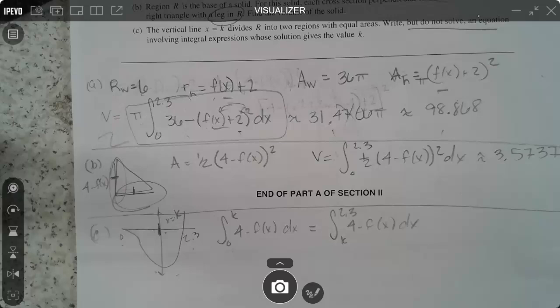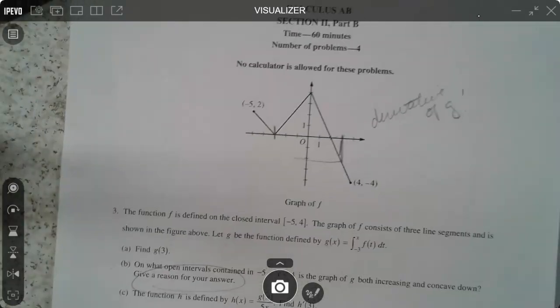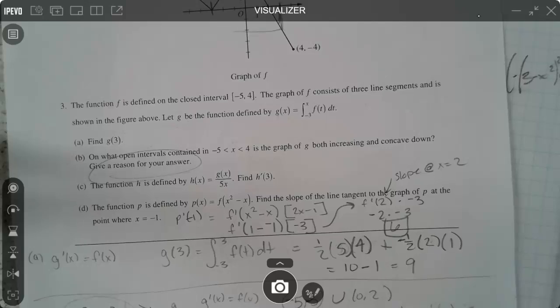I don't do calculus in pen. Yeah. All right, number 3. That was 2 points on the last one. No, everyone's 9. Everyone's always 9.